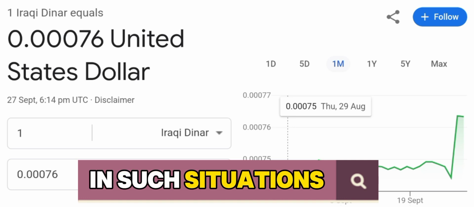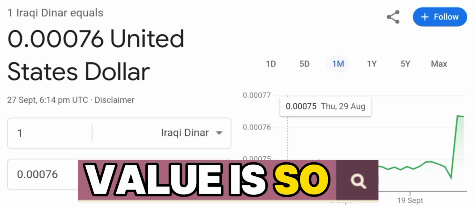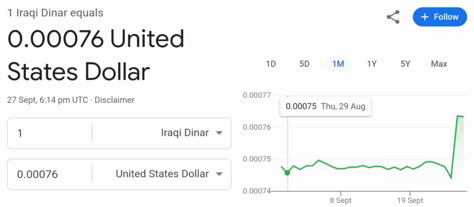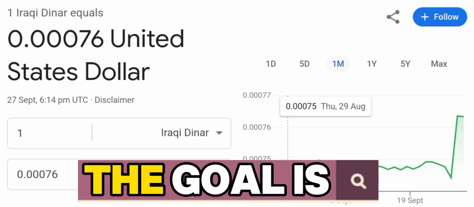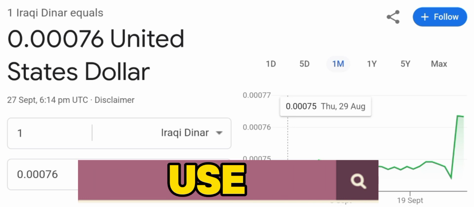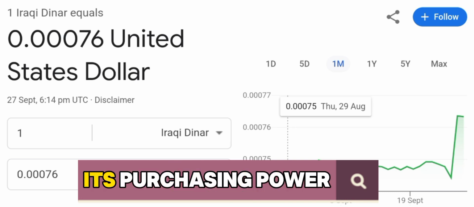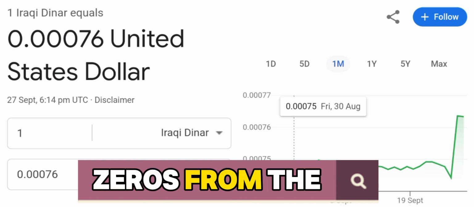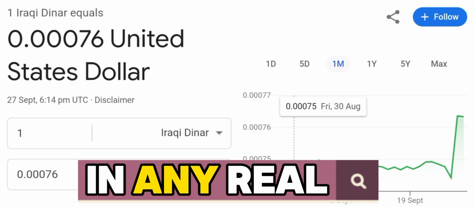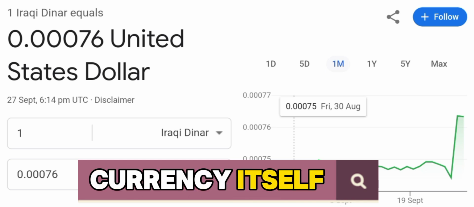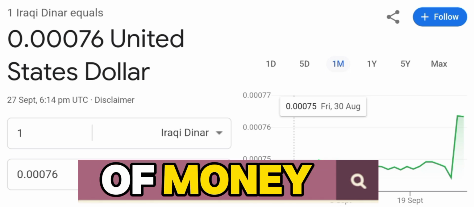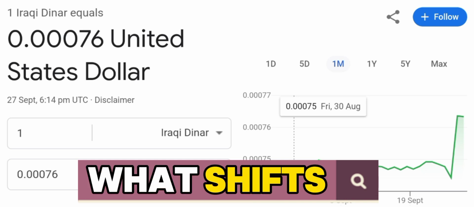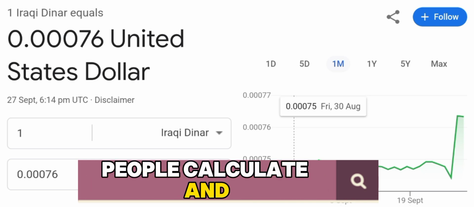In such situations, the currency's face value is so low that it becomes cumbersome for daily transactions and accounting. By removing zeros, the goal is to make the currency easier to use without necessarily changing its purchasing power. Al-Mawsumi highlights that the removal of zeros from the currency doesn't result in any real change in the value of the currency itself. The same amount of money will still buy the same goods and services after the change. What shifts is the way people calculate and use that money.